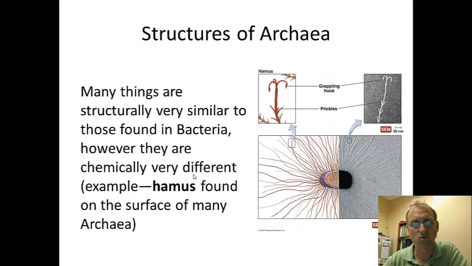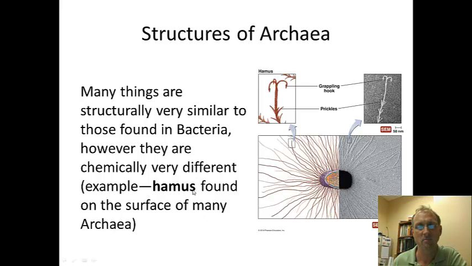Archaea, we said, are structurally very similar to many bacteria. They resemble bacteria when we look at them under the microscope, but genetically they're incredibly different from bacteria. Some of the things that we see on the surface of archaeal cells look like things that we find on bacterial cells. But because of the difference in genetics between these two classes of organisms, although they serve the same function, they are structurally and chemically very, very different.